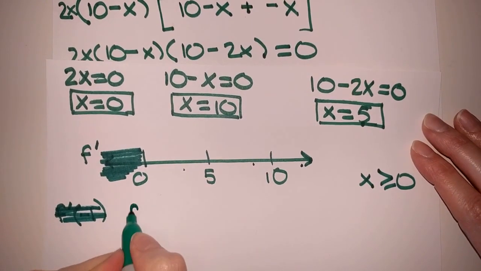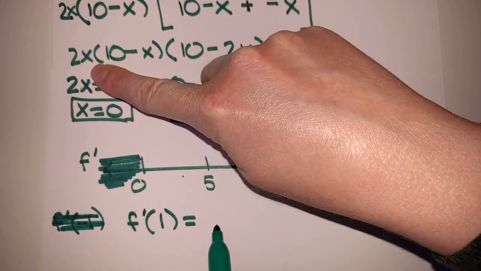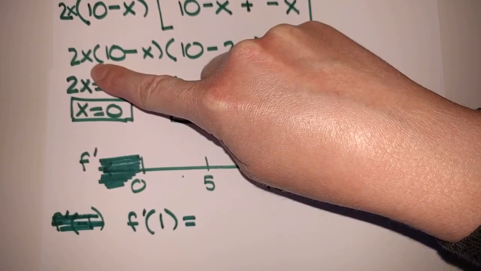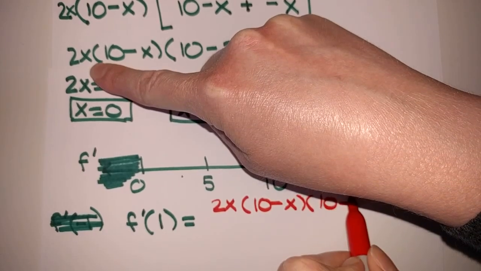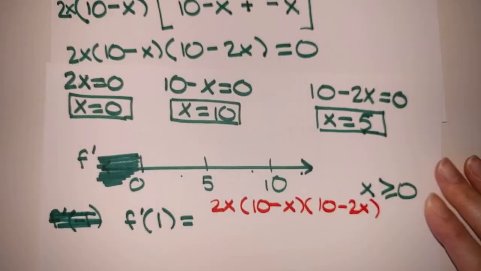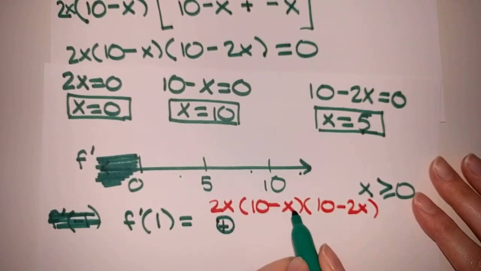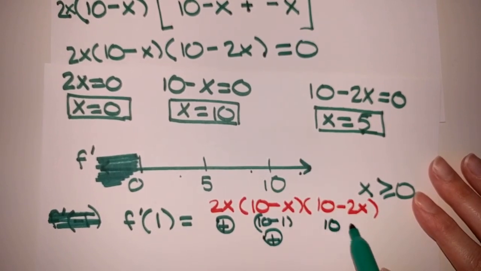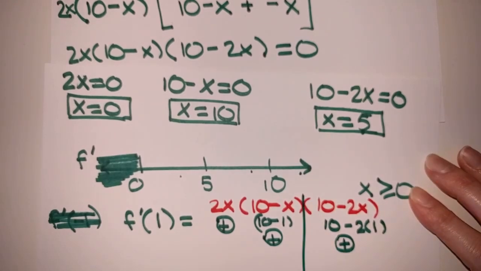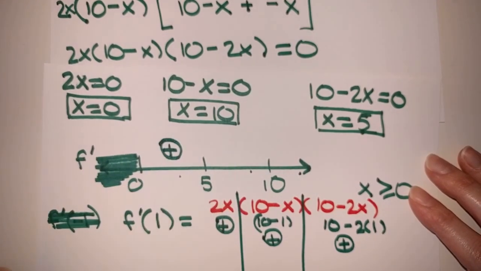If I plug in, for example, 1 into the derivative, here, again, we're going to plug into each of the respective factors. So I have 2x times 10 minus x times 10 minus 2x that I'm plugging into. So this, when I plug in 1, will give us a positive. This factor will be 10 minus 1, so that will give us a positive 9. This factor will be 10 minus 2 times 1, so that will give us a positive 8. So each of those three factors are multiplying out or giving us a positive.